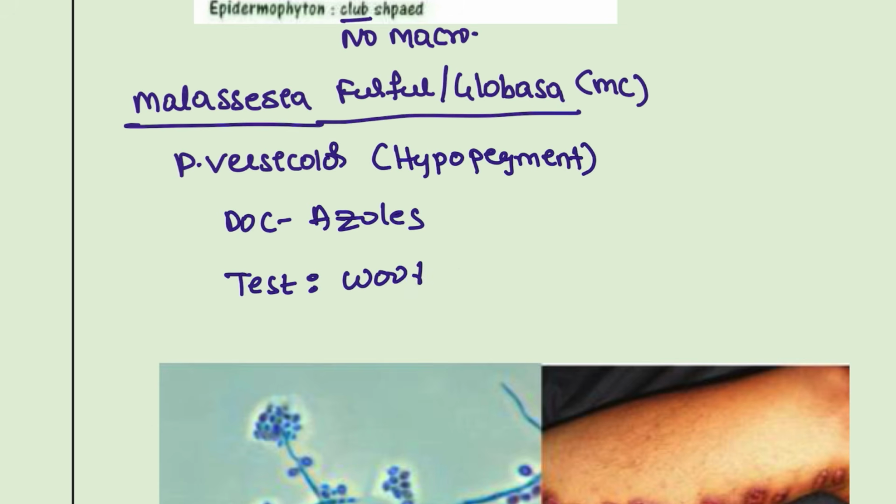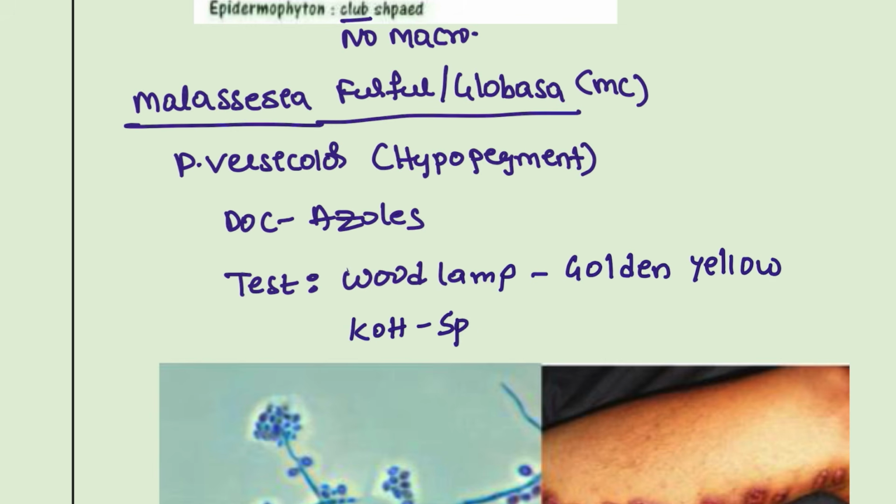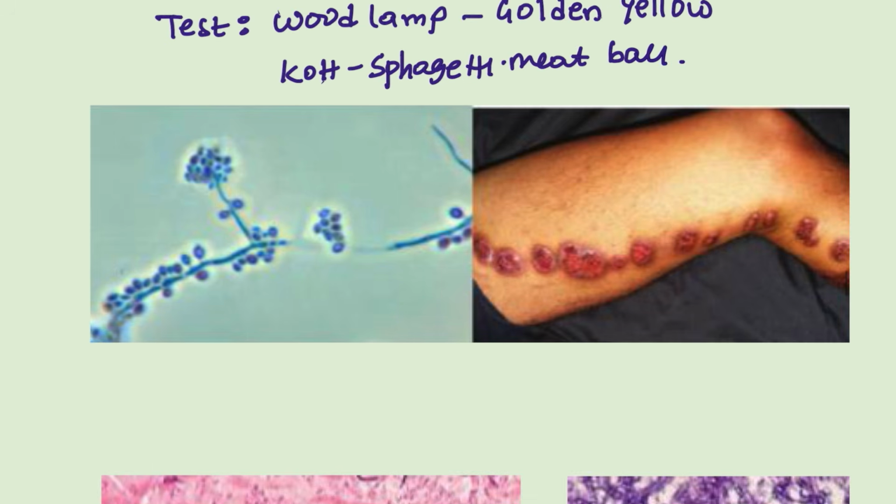On the Wood lamp test, you are going to see a golden yellow color. And on the KOH mount, you are going to see a spaghetti and meatball appearance, which is presented with the Malassezia species.